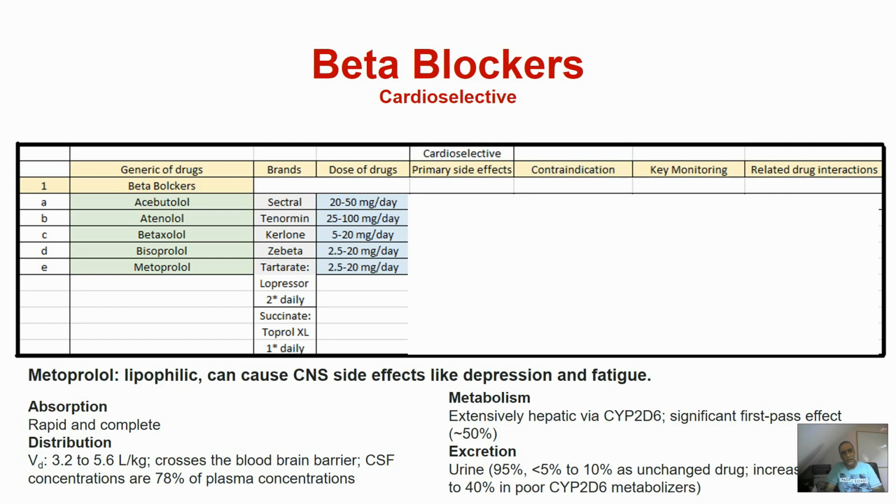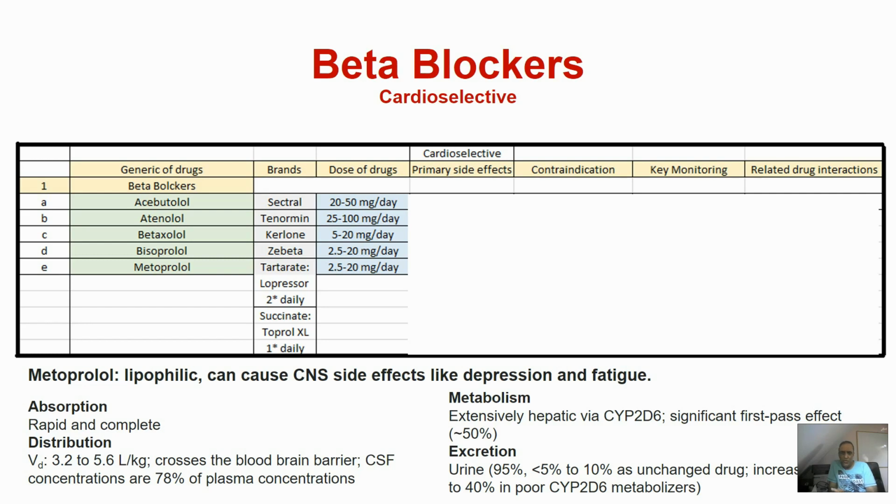The last drug of this family is Metoprolol. Metoprolol is lipophilic and can cause CNS side effects like depression and fatigue. Absorption is rapid and complete. Distribution is around 3.2 to 5.6 and it crosses the blood-brain barrier, and the CSF concentration can be high, 78% of the plasma concentration. It is extensively metabolized in the liver by the enzyme CYP2D6, with a significant first pass effect.